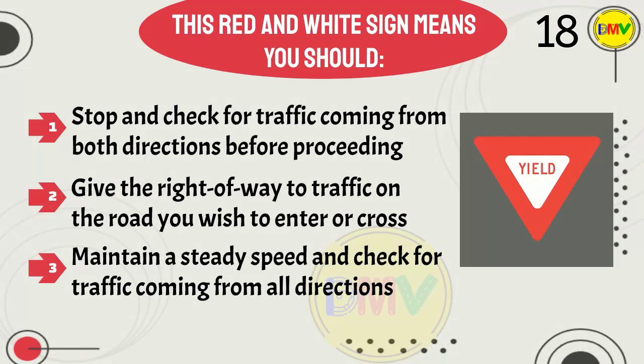Question 18. This red and white sign means you should: 1. Stop and check for traffic coming from both directions before proceeding. 2. Give the right-of-way to traffic on the road you wish to enter or cross. 3. Maintain a steady speed and check for traffic coming from all directions.